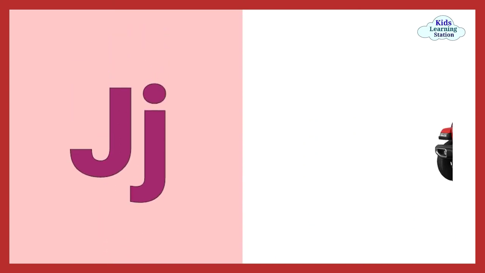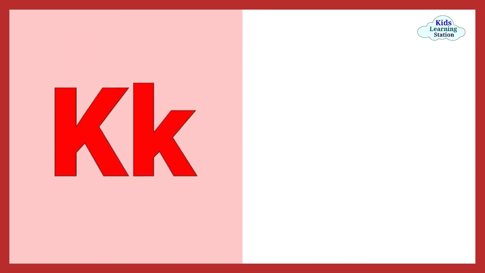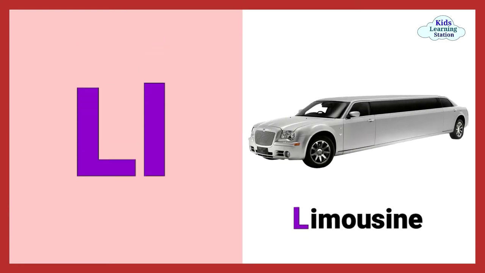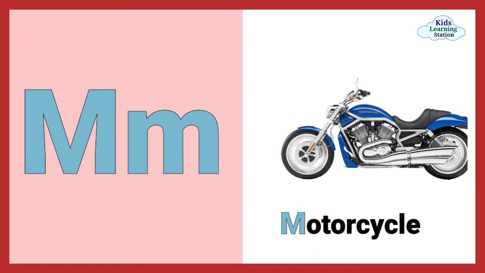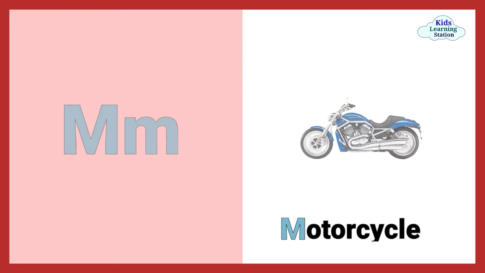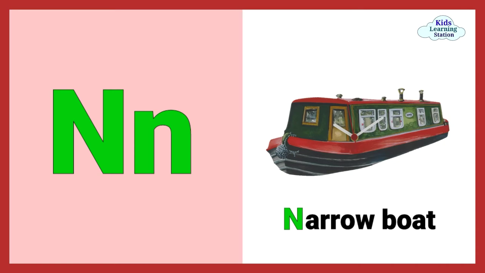J is for jeep, jeep. K is for kayak, kayak. L is for limousine, limousine. M is for motorcycle, motorcycle. N is for narrowboat, narrowboat.